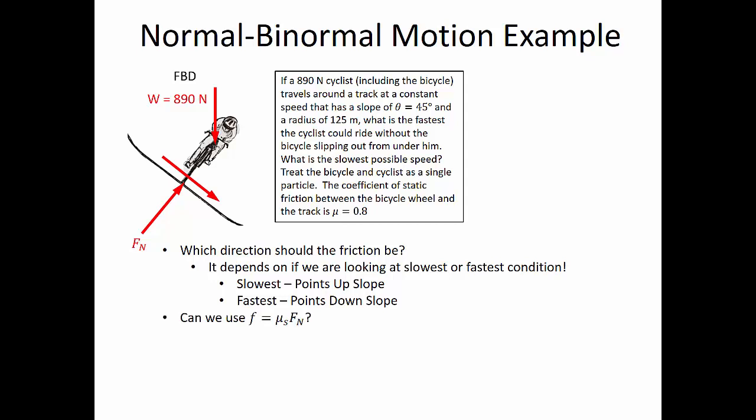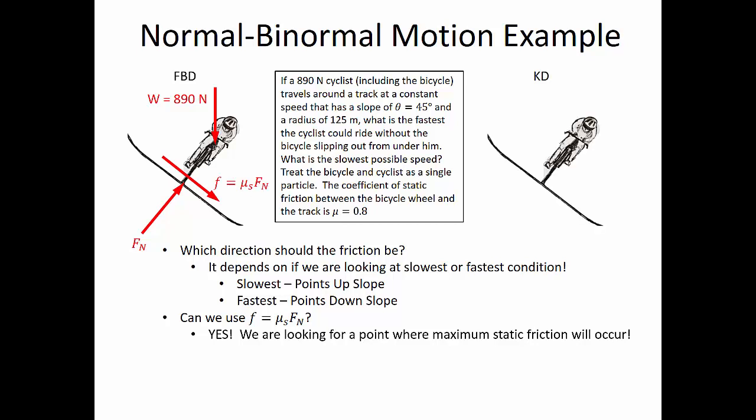Can we use that our friction would be equal to our coefficient of static friction times the normal force? We know that our static friction is somewhere between 0 and this amount, but can we use this exact amount in this problem? Yes, in this problem we can. We're looking for a point where the maximum static friction will occur. So we will use mu sub s times our normal force.